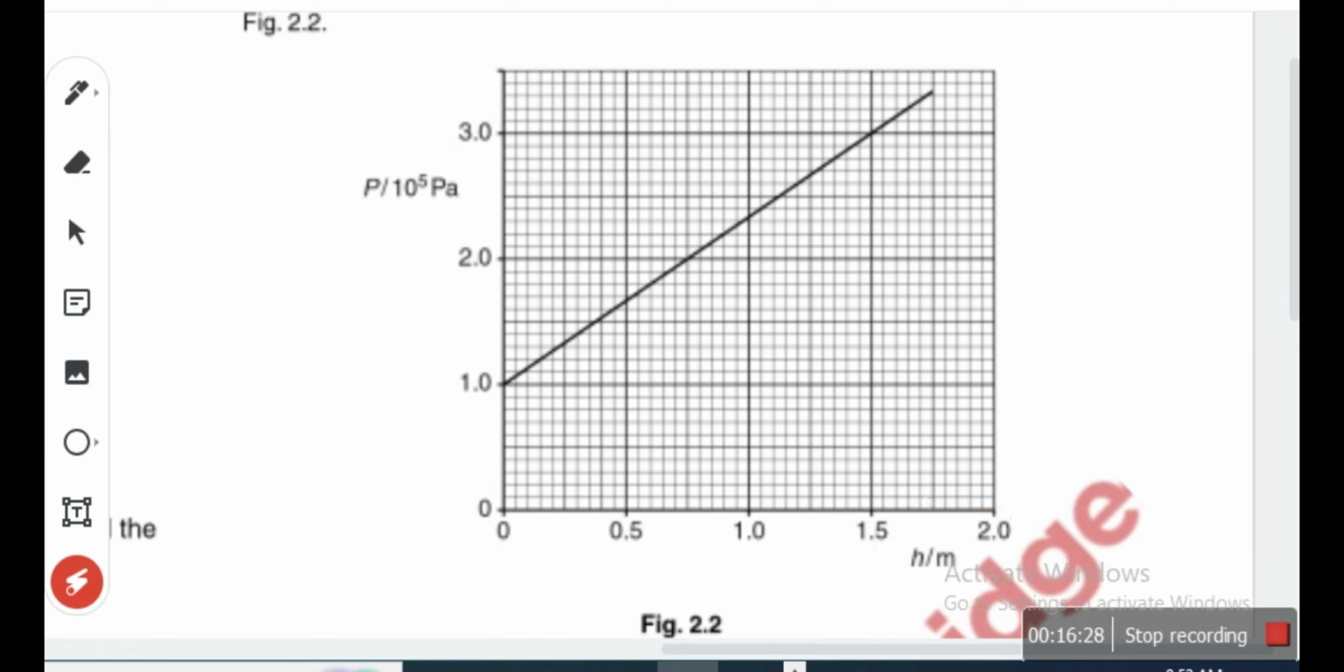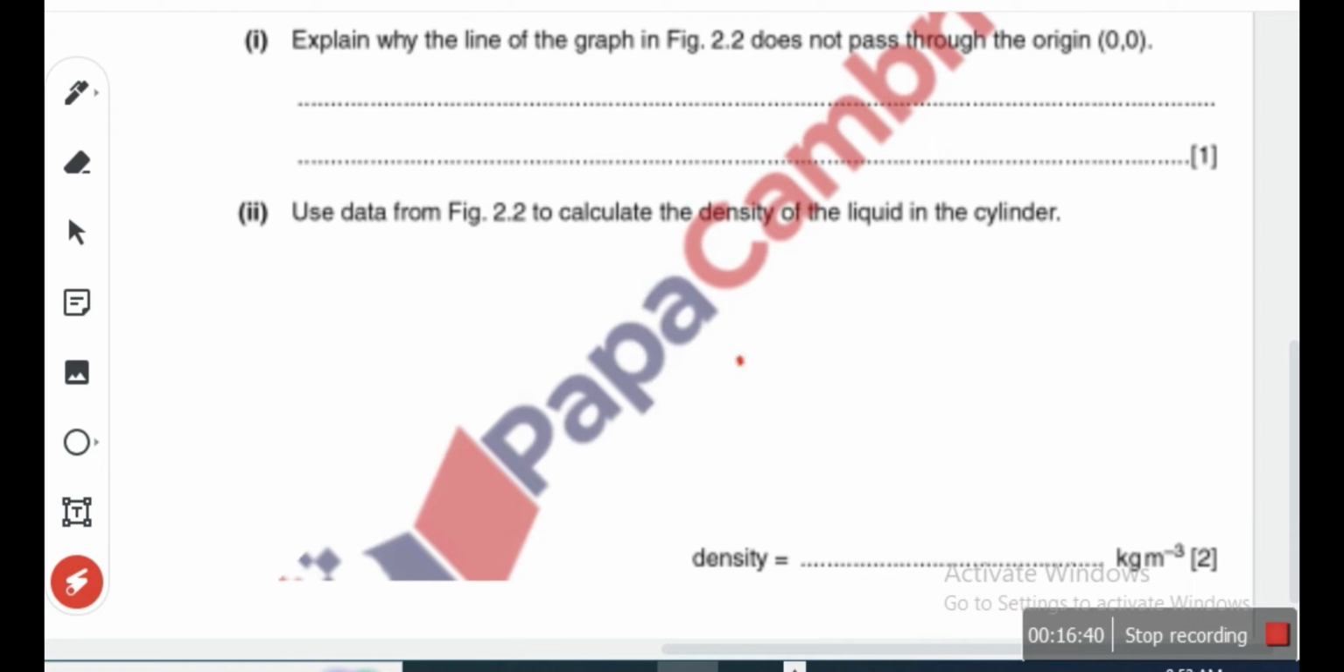Are you listening to me? Look for a particular pressure and trace it to its height. So at least we know a particular value of pressure, a particular value of height. You know G. So you use that to find rho. Because pressure is equal to rho GH. You understand? Are you getting what I'm saying?